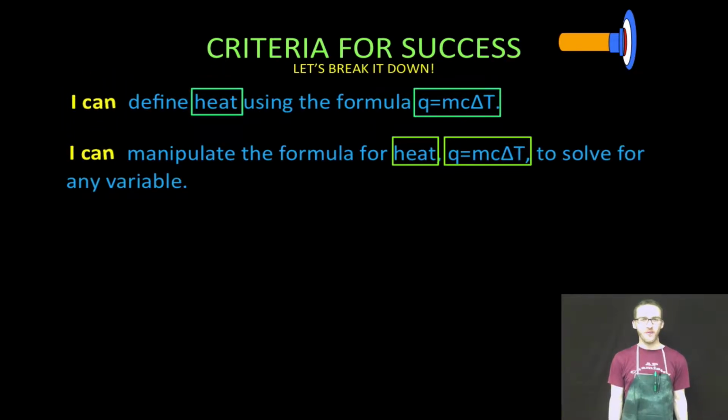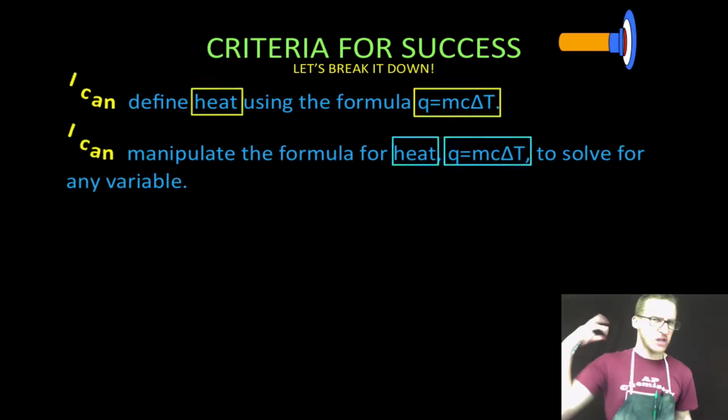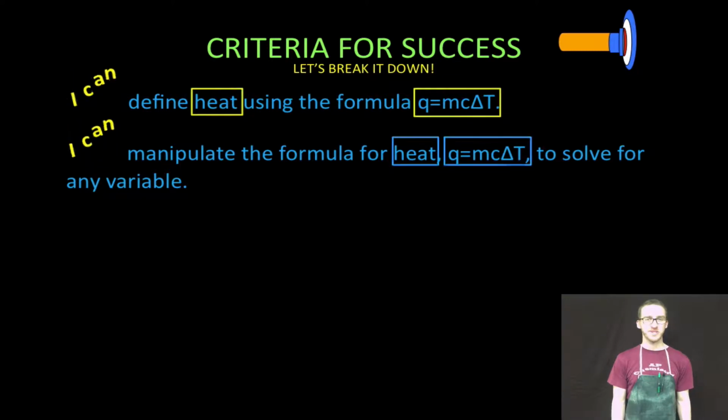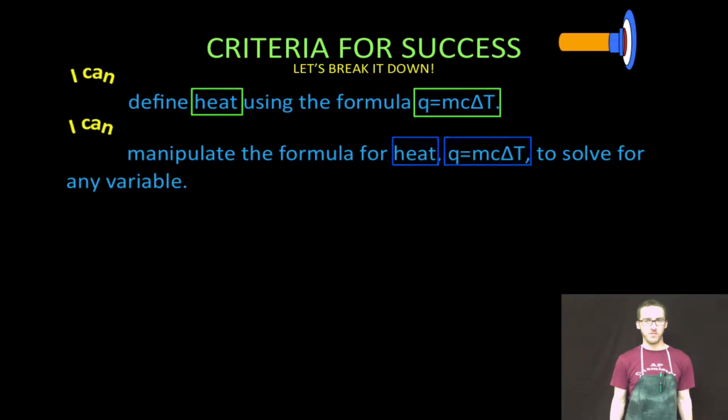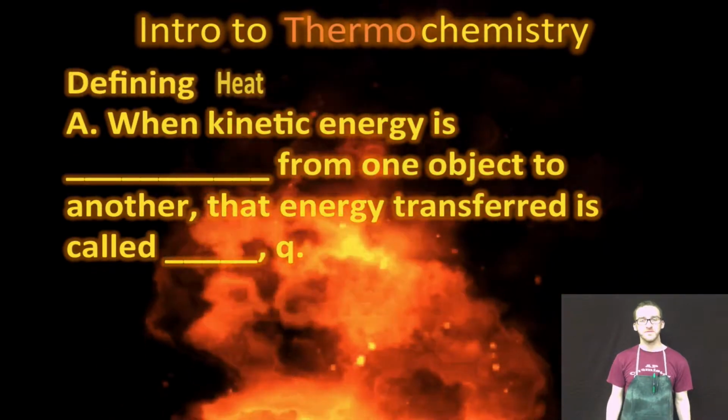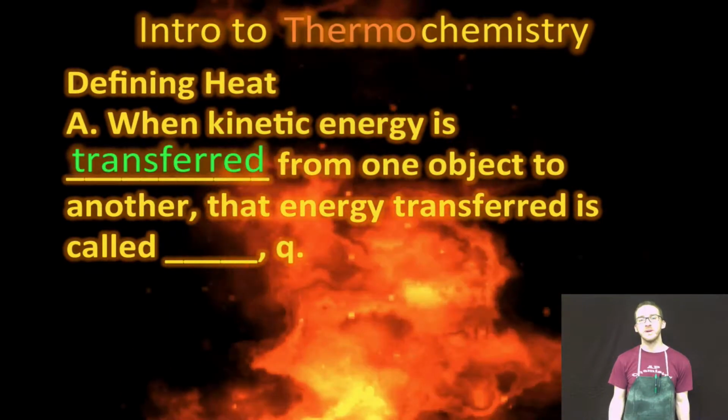1. We're going to define heat using the formula Q equals mc delta T. 2. We're going to bust out our algebra skills and manipulate the formula for heat to solve for any of those variables. Alright, so to start this video off, we're going to talk about how we define heat.